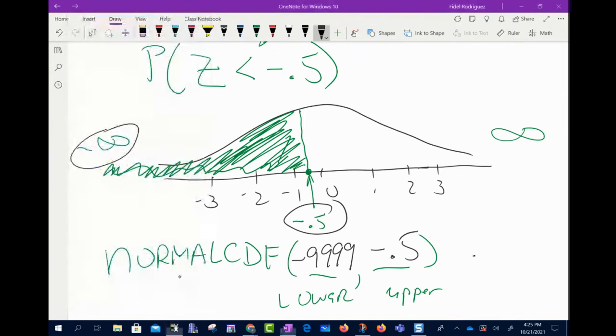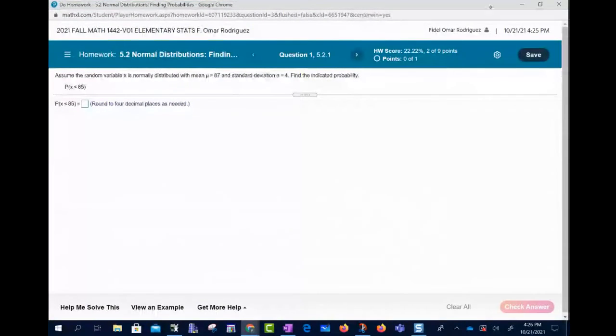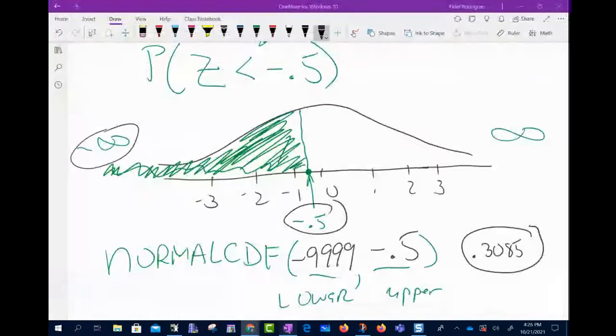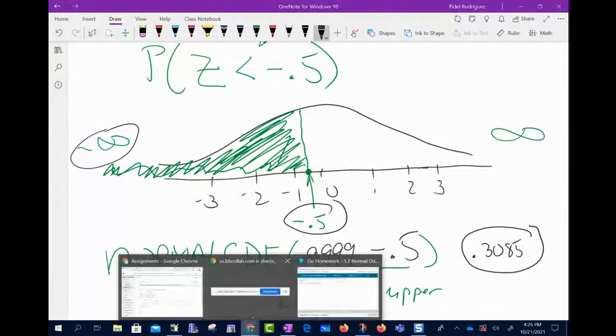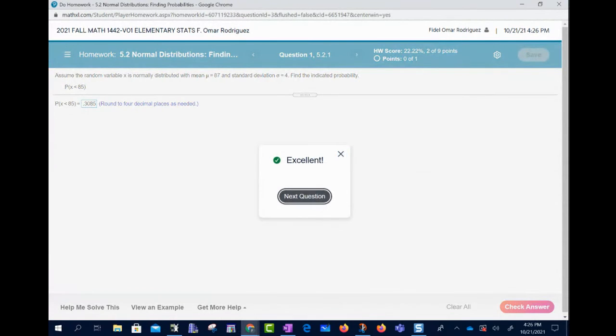0.3085. So 0.3085 for our answer. And so when I come back to this problem here, let's see, 0.3085, here we go, 0.3085, and we're going to check it, and we got it.